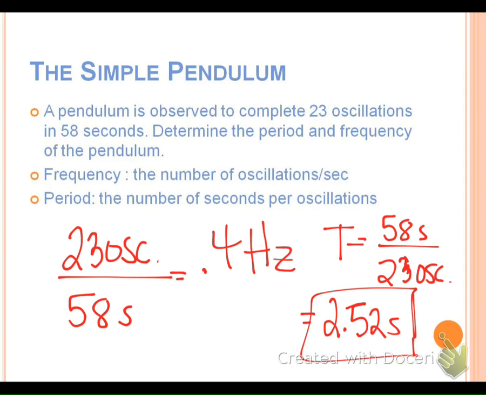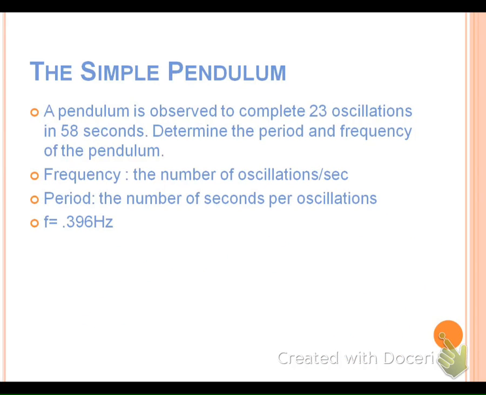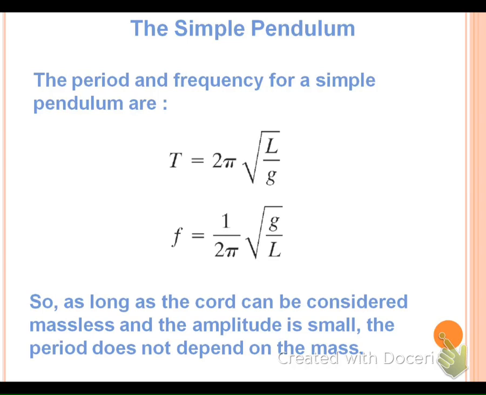So if we're given complete data like this, how many oscillations it takes in this many seconds, we're going to be able to solve using really easy math, okay, and not really difficult equations. Now let's jump into our little bit more complex equations for frequency and period.